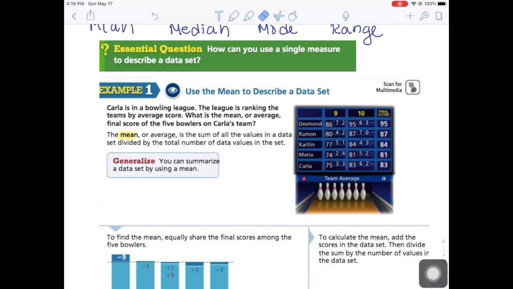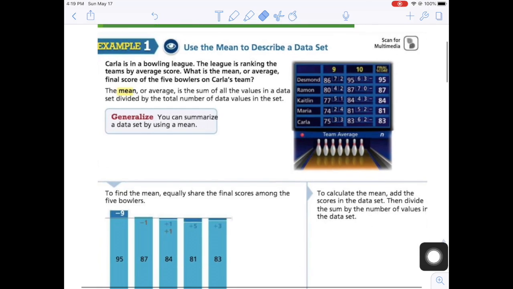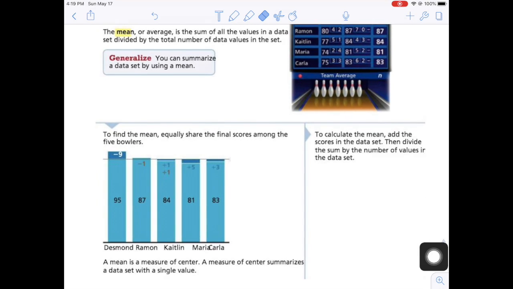So for example, we have our 5 different bowlers and they all got different scores. And so using our mean will just give us an average score of how we did all together. So the first thing that we're going to do is I broke them down individually. So Desmond got 95, Raymond got 87, Caitlin got 84, Maria got 81, and Carla got 83. So to find the mean, you're going to add up all the scores, and then you're going to divide by how many data values there are.